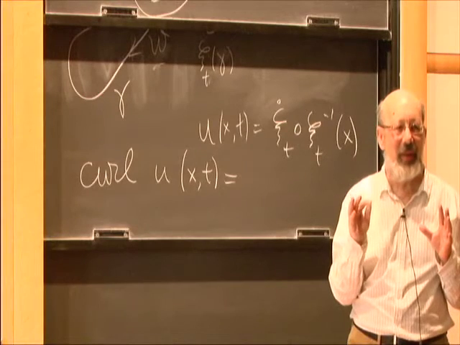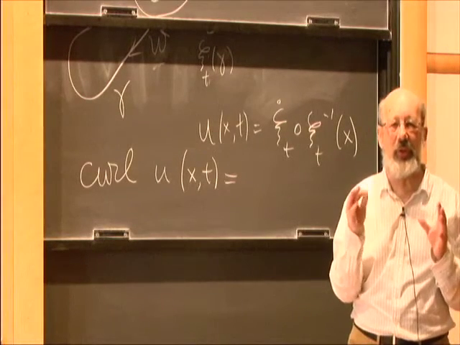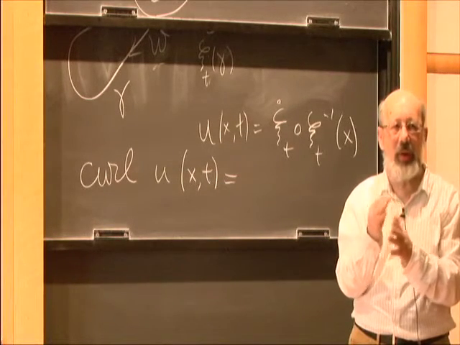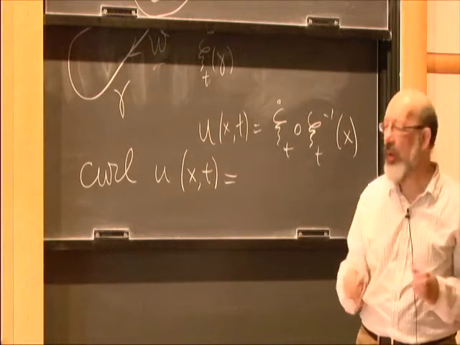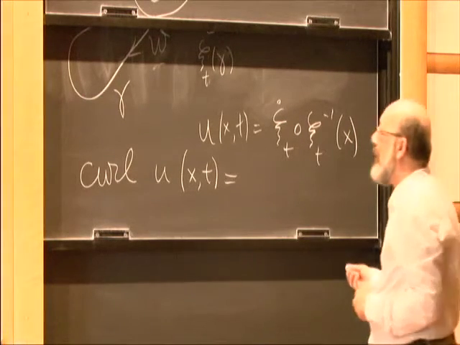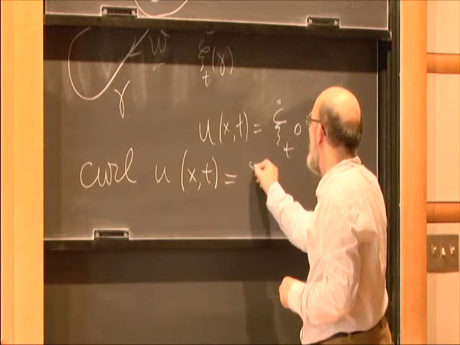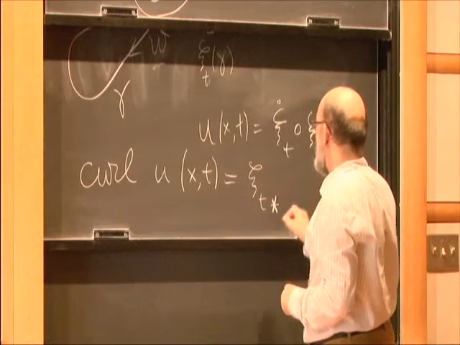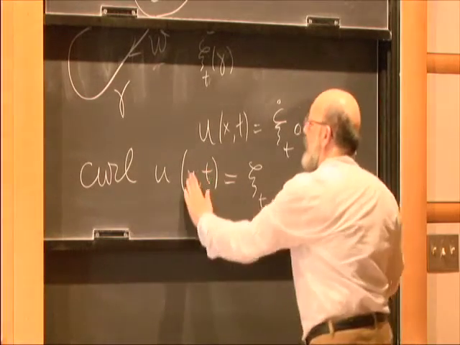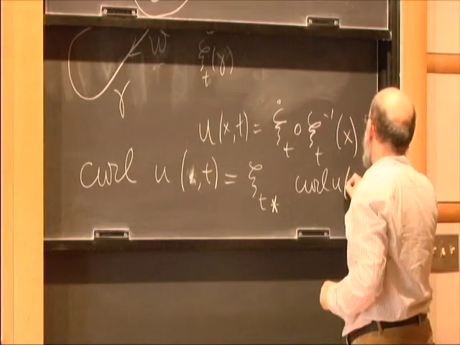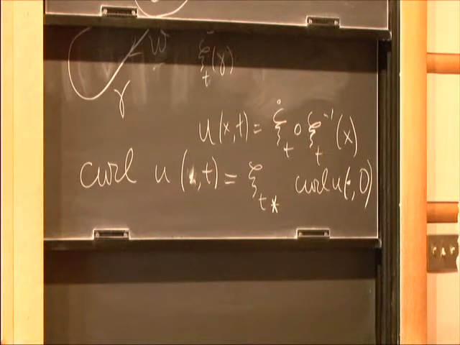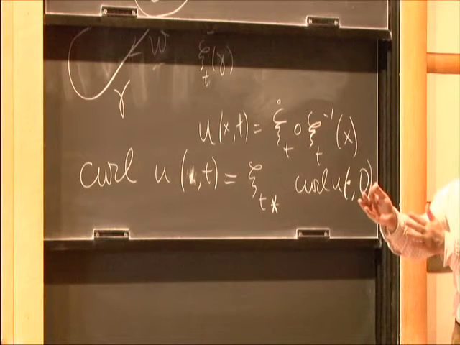So what is vorticity? If we are in three-dimensional space, then vorticity can be regarded either as a two-form or as a vector field. In mechanics, we prefer vector field. So it is just c_t star of curl u at time 0. So the vector field of vorticity is transformed by the flow as a vector field.